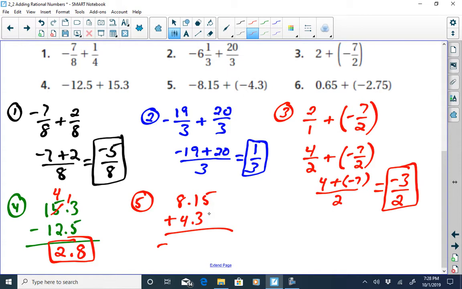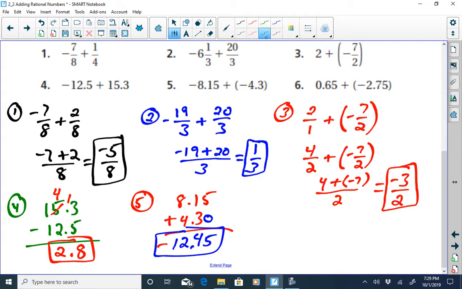All right, I'm just going to add a 0 here as a placeholder. Change the color so we can see that that's a placeholder. And now we add 5 plus 0 is 5. 1 plus 3 is 4. Decimal point in our answer. 8 plus 4 is 12. But it's going to be a negative 12 and 45/100 because I'm adding and the signs are the same. And we add their absolute values, keep the signs the same.